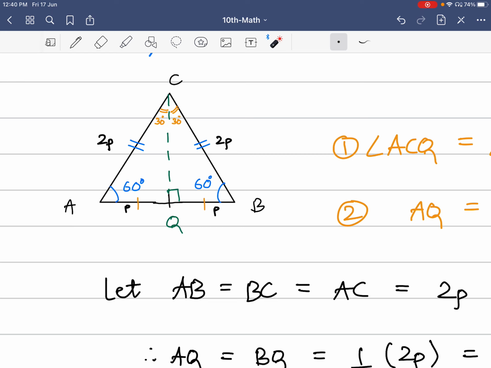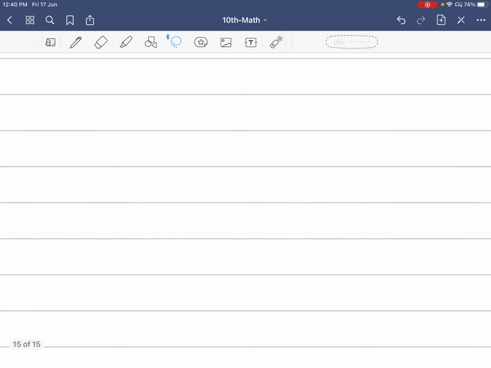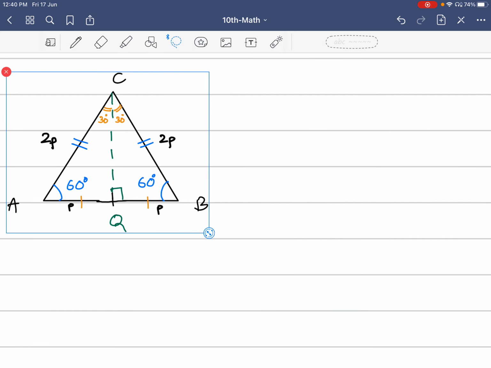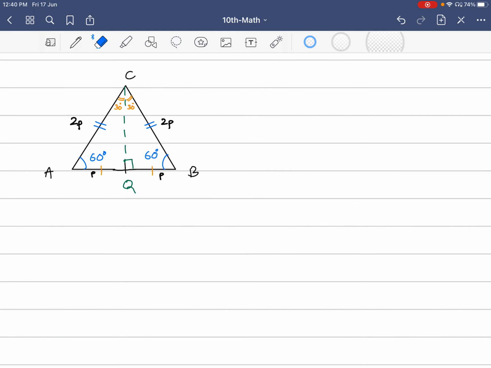Now I'm going to focus only on this triangle, the right-hand side BQC. So once again, let me create a copy of this and bring it down here. Paste. Now I'm going to take an eraser and erase this half of the triangle.